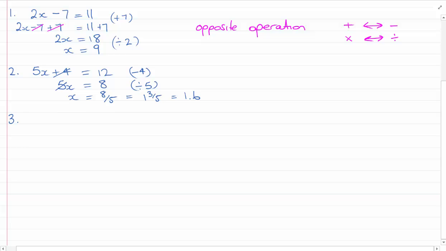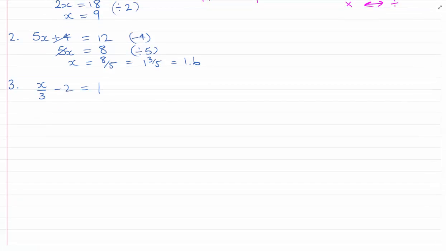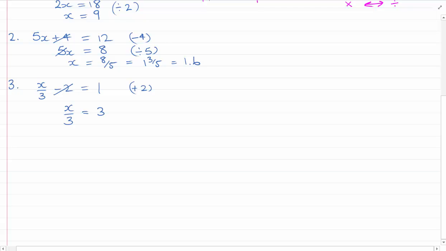Number 3. x divided by 3 minus 2 is equal to 1. So now I'm going to, first of all, get the x term by itself by adding 2 to both sides. And that gives me x divided by 3, because this subtract 2 is cancelled out, is equal to 3. And now I have x divided by 3, and to get that term by itself I need to remove the 3 by doing the opposite operation, which is multiply by 3. And I have x is equal to 9.